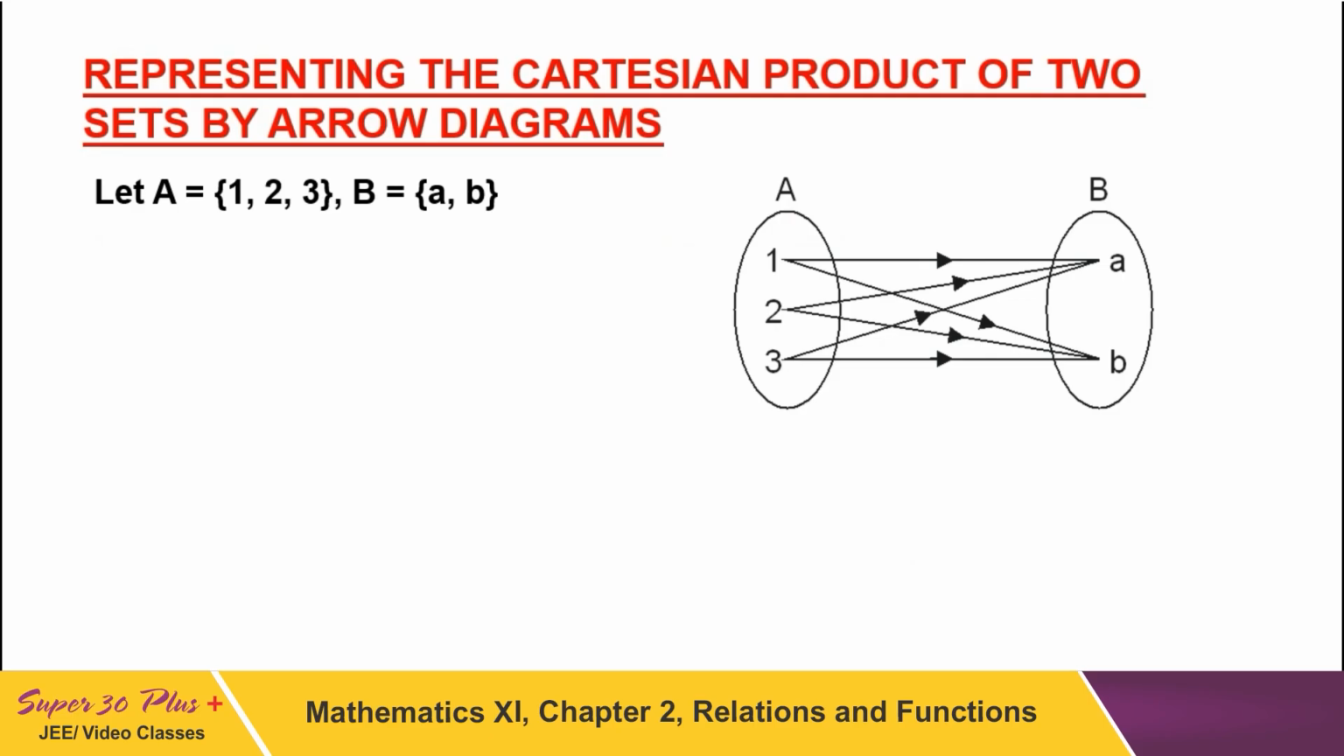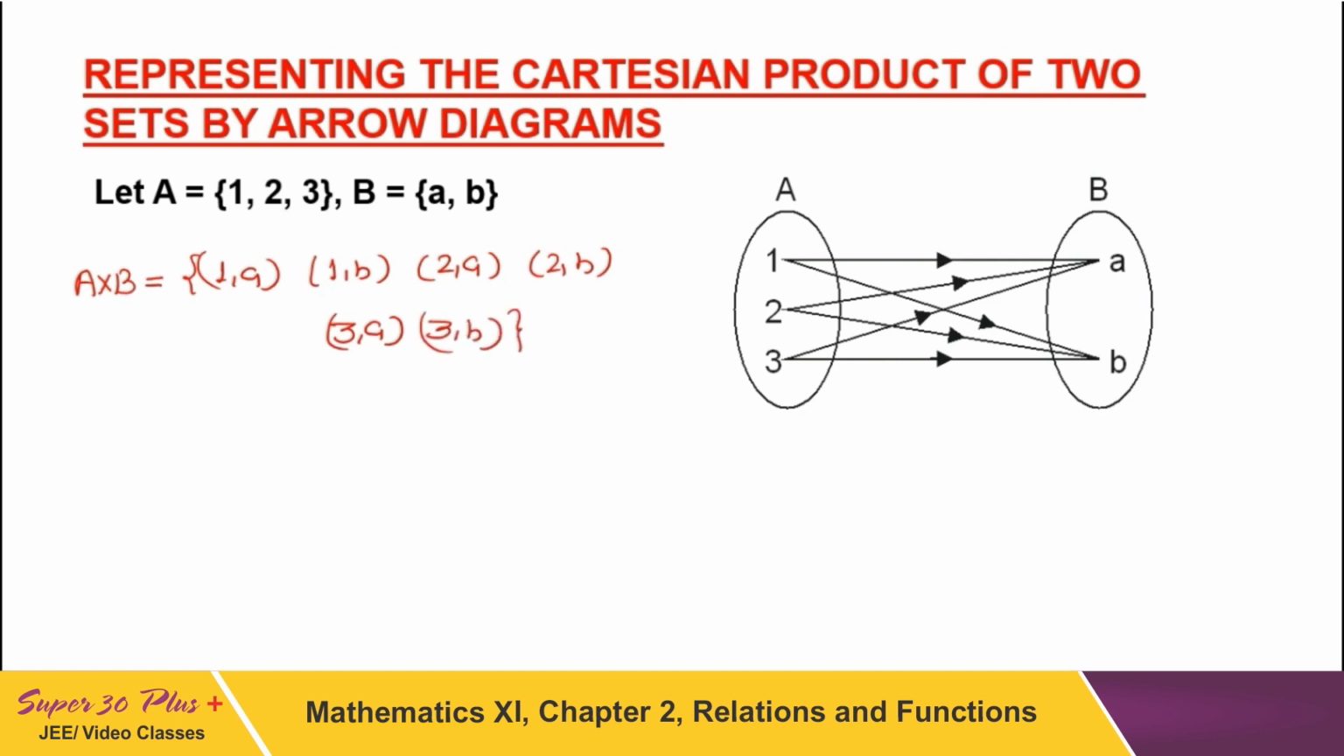Students, now we are going to study representation of the Cartesian product of two sets. How to represent the Cartesian product of two sets by different methods. First method you can say is the arrow diagram method. Let A be the set 1, 2, 3 and B be a, b. Then what will be the Cartesian product of set A and set B? It will be (1, a), (1, b), (2, a), (2, b), (3, a) and (3, b).